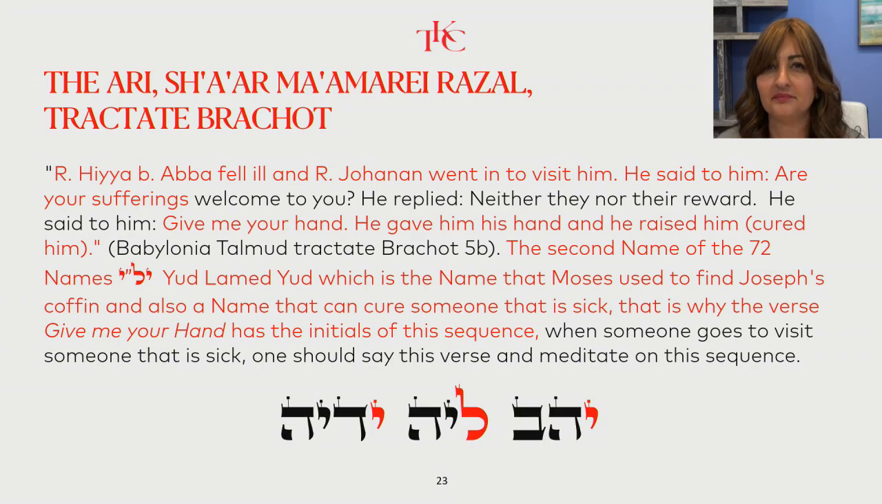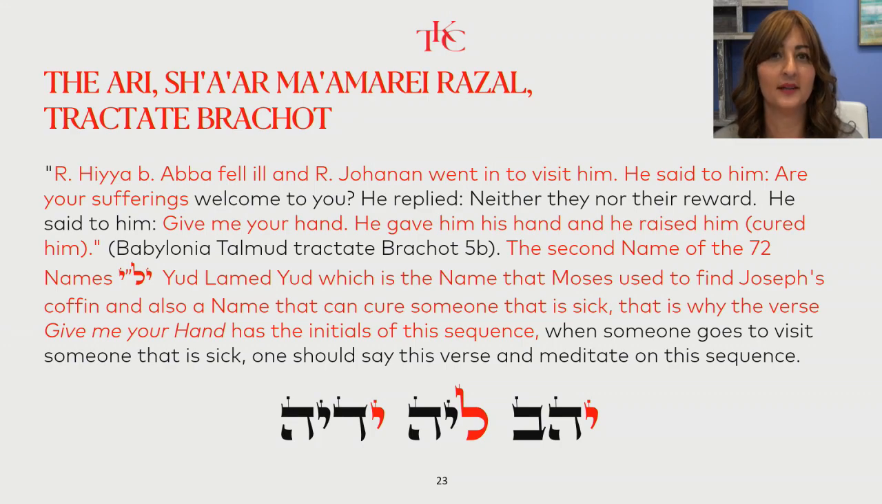And he replied to him, "If you're suffering, give me your hand." And he gave him his hand, and he raised him. He raised him by using one of the 72 combinations, called Yud Lamed Yud, which is the name that Moses used to find Joseph's coffin at that time, and also a name that can cure someone that is sick.